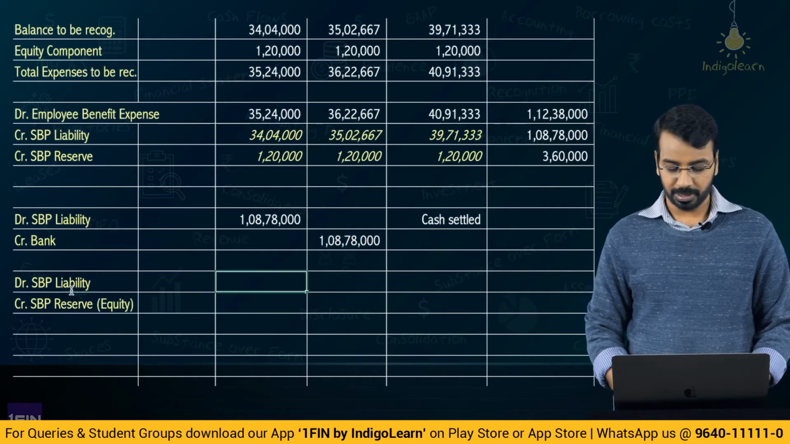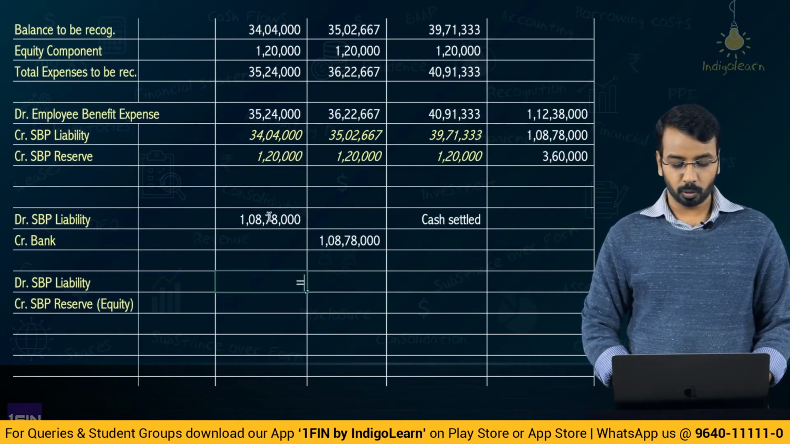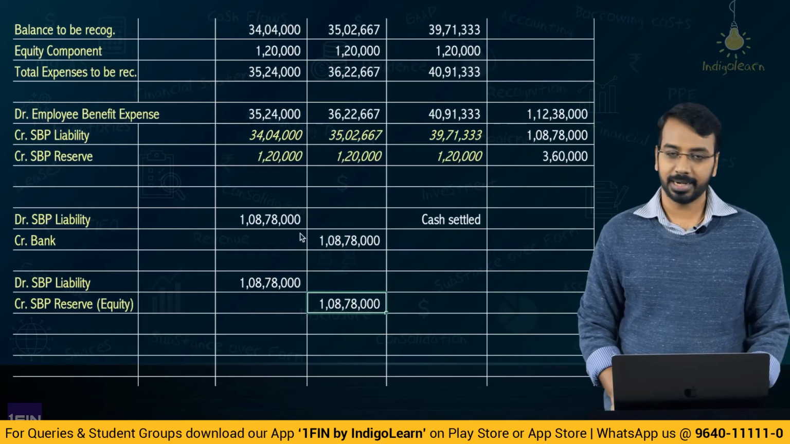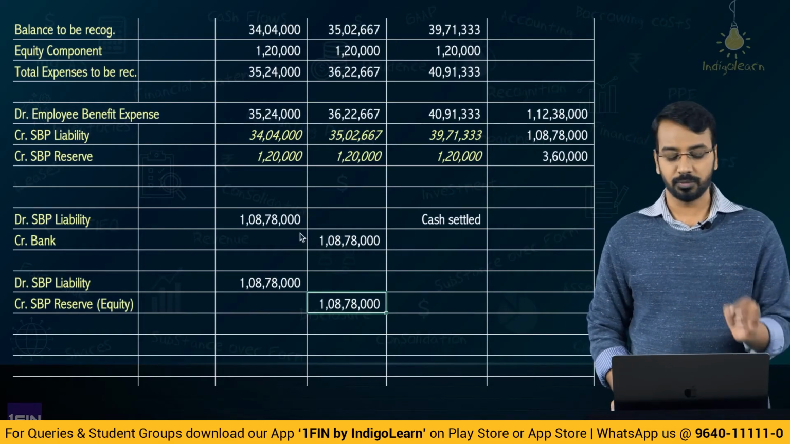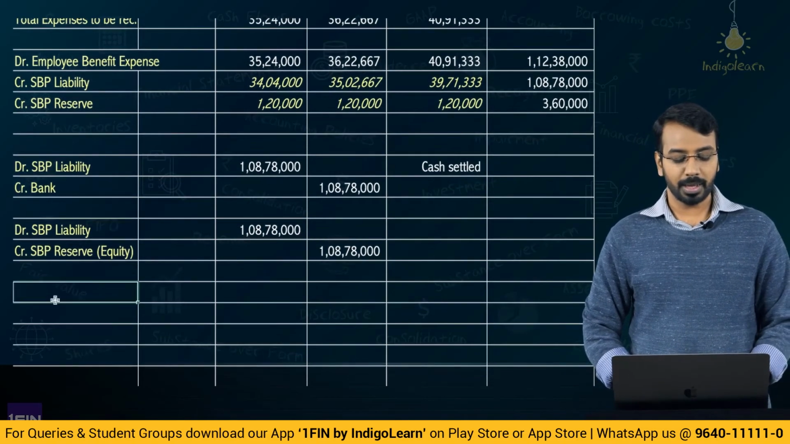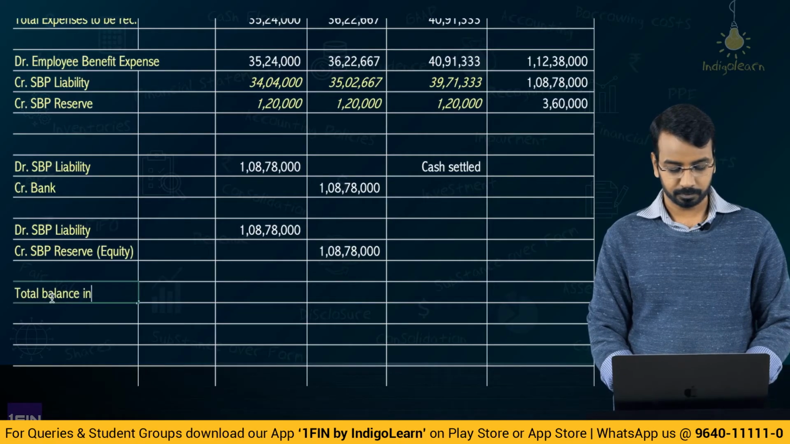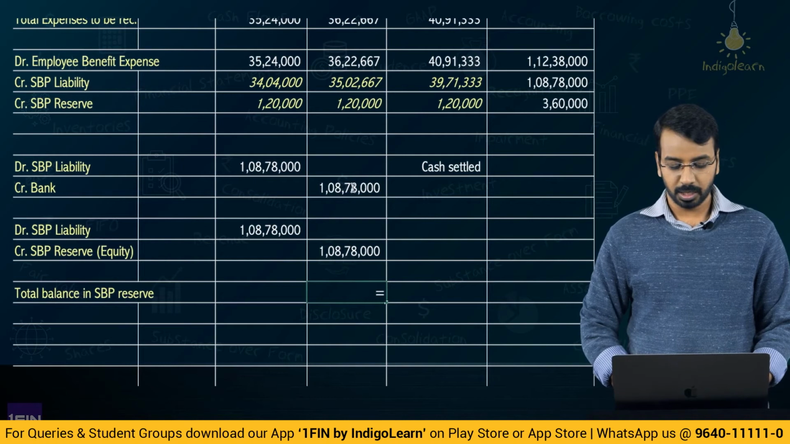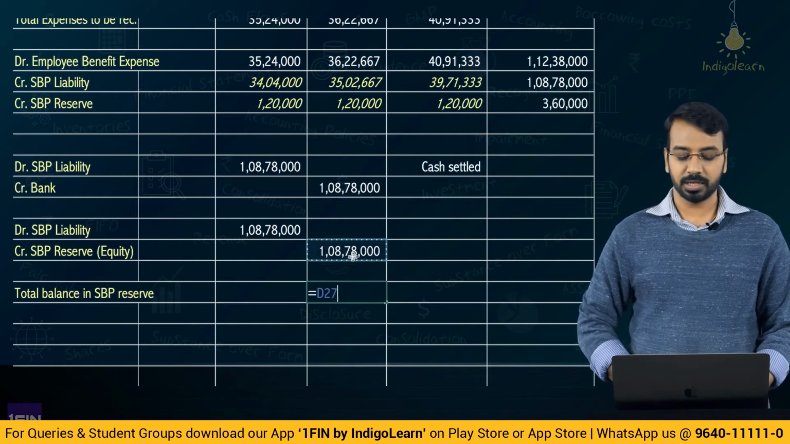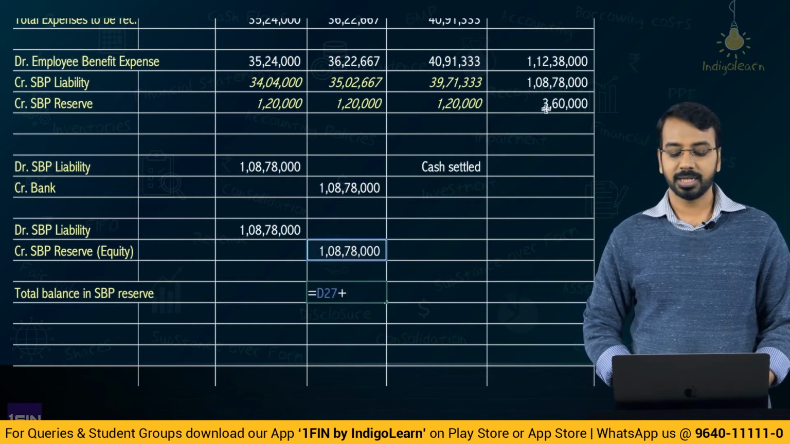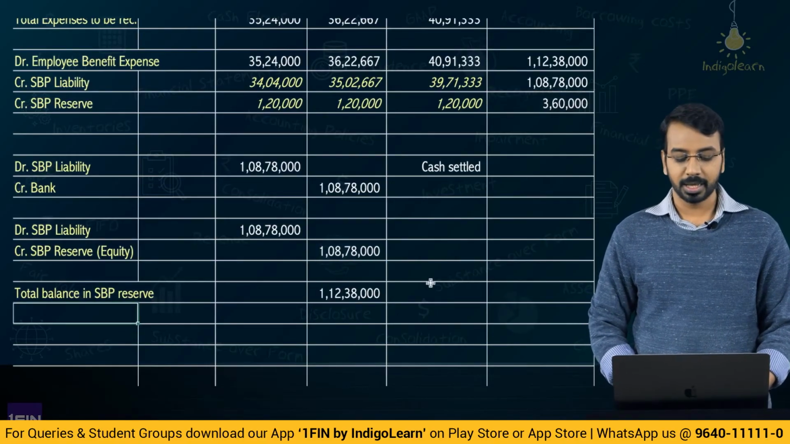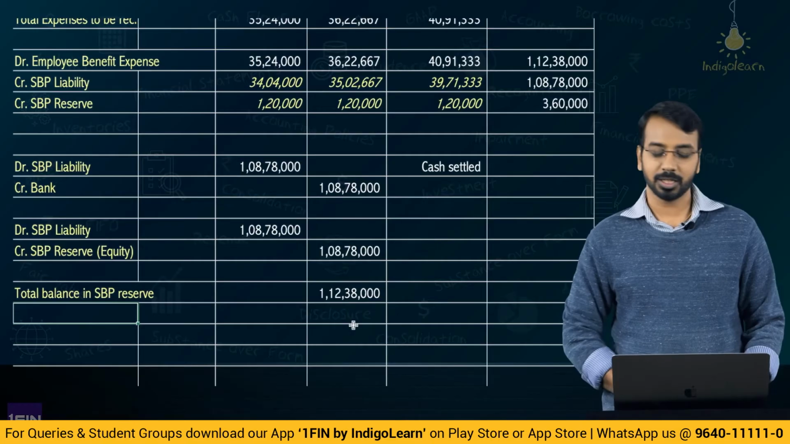Okay. So what will be the amount? 1 crore 8,78,000 debit and 1 crore 8,78,000 credit. That is what you will do. You will transfer it to equity. Now what is the total balance in equity? Total balance in SBP reserve is 1 crore 8,78,000 that you have transferred now plus 3,60,000 which is already there. Okay. So the total is 1 crore 12,38,000.